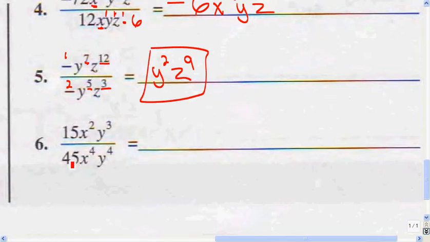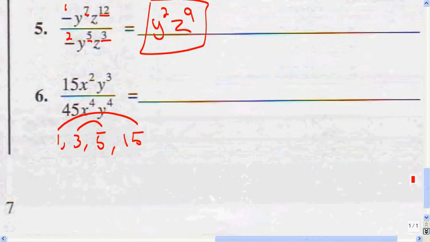Okay. Here we're not going to be able to divide, so we're going to reduce, because whenever the numerator is smaller than the denominator, you reduce. So again, we're going to find our common factors for 15. The factors for 15 are 1, 3, 5, and 15, because 1 times 15 is 15, and 3 times 5 is 15. Then we're going to find the factors for 45.